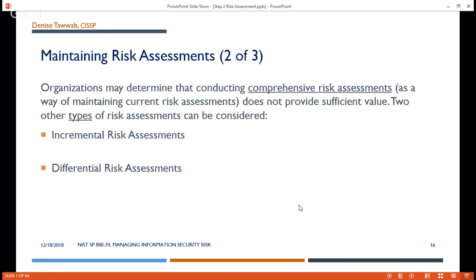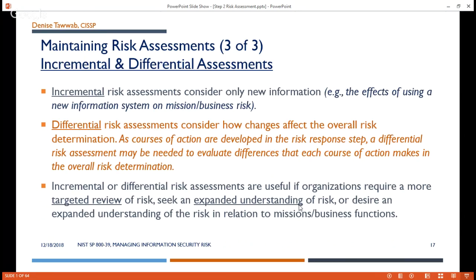Organizations may determine that conducting comprehensive risk assessments as a way of maintaining current risk assessments does not provide sufficient value. So there are two other types of risk assessments to consider. One is the incremental risk assessment, and the other is a differential risk assessment. Okay, an incremental risk assessment considers only new information. For example, the effects of using a new information system on risk. A differential risk assessment considers how changes affect the overall risk determination.